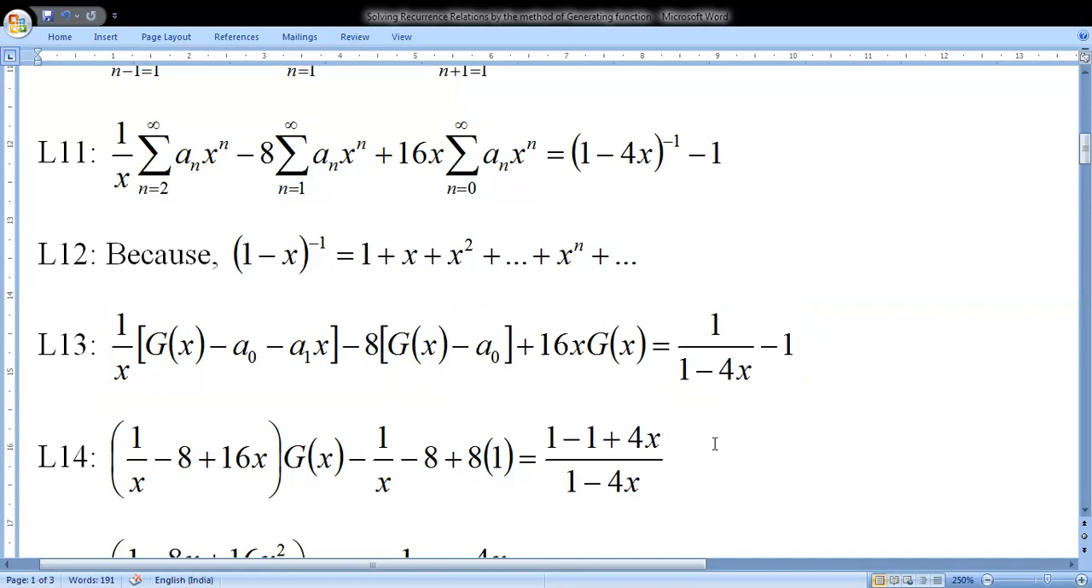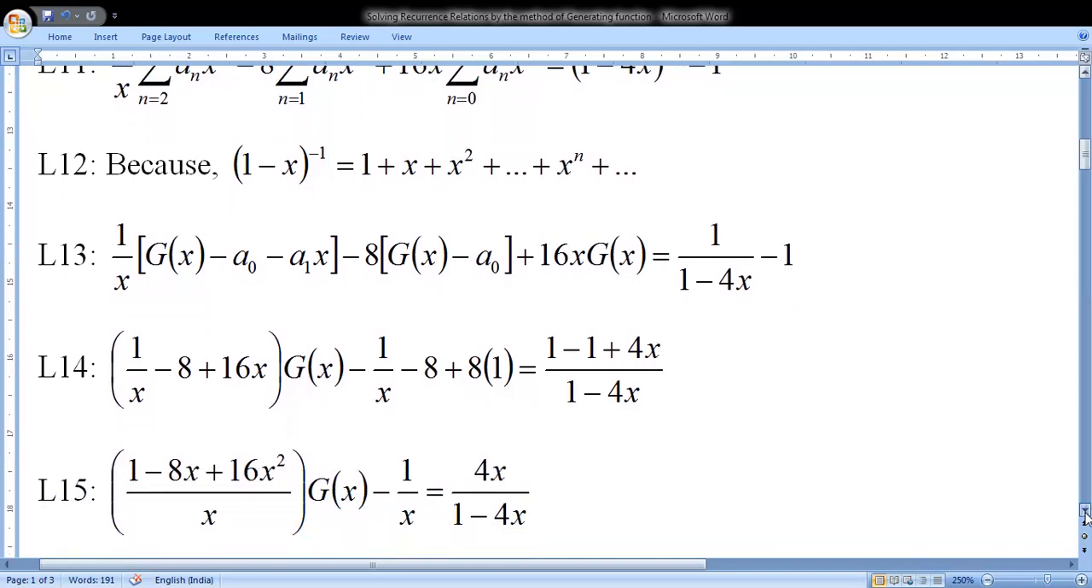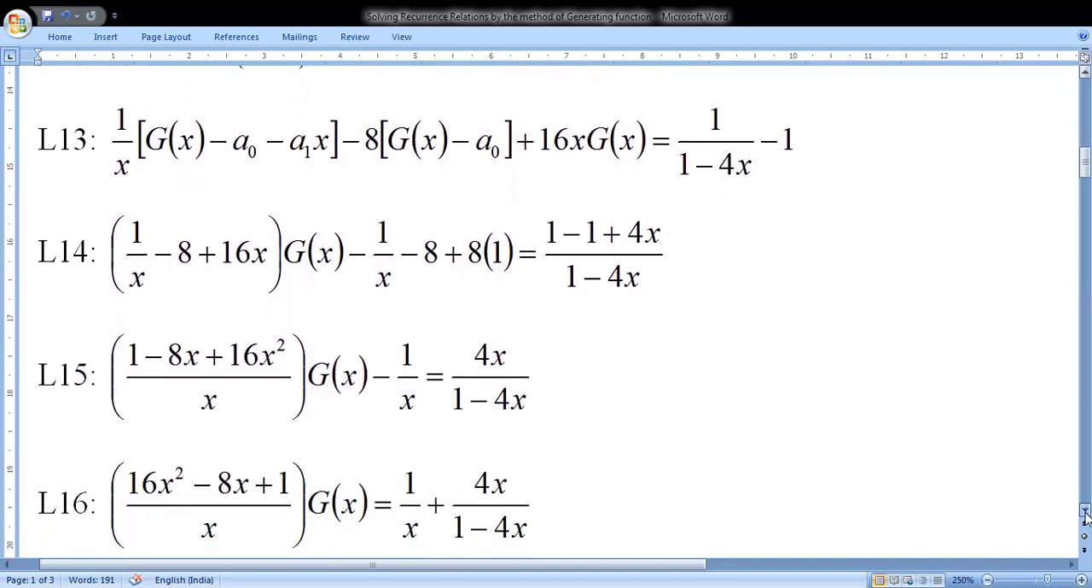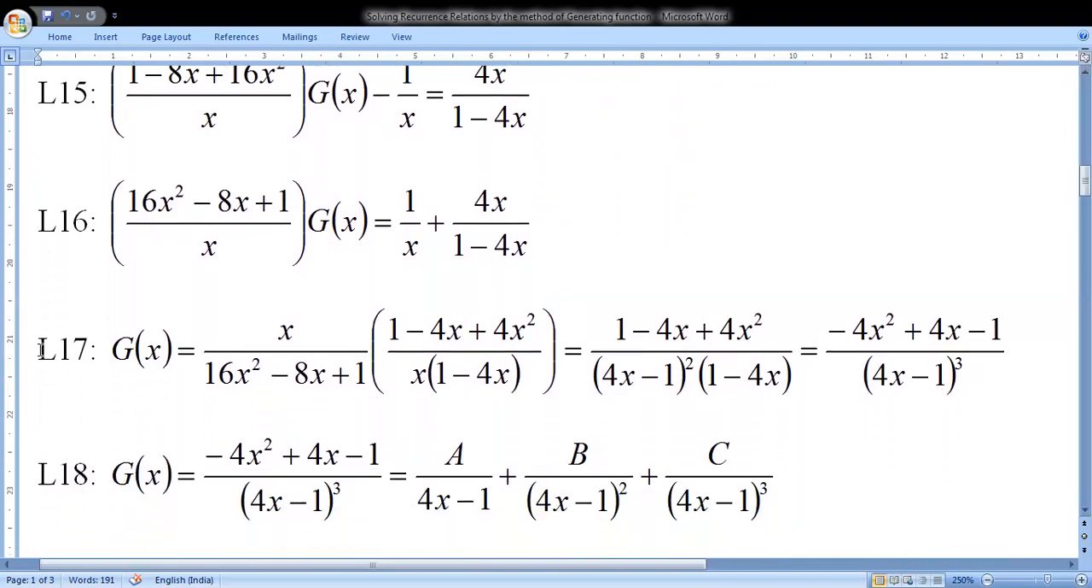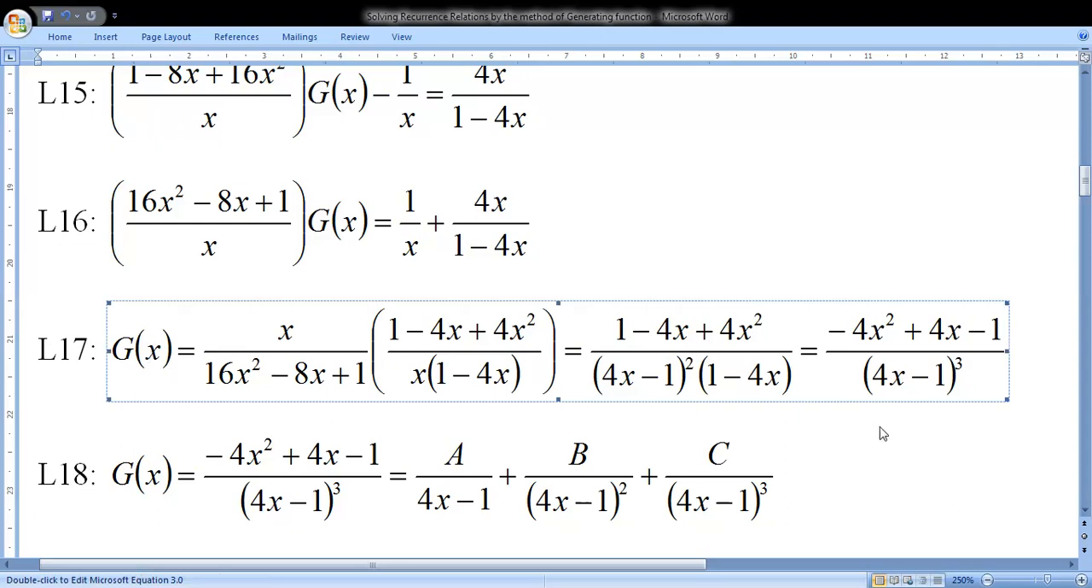In the RHS, I have taken the LCM, so it will be 1 minus 1 plus 4x by 1 minus 4x. Now I have simplified, and I got it in line number 17. It is g of x is equals to minus 4x square plus 4x minus 1 by 4x minus 1 whole cube. And I have taken the partial fractions.